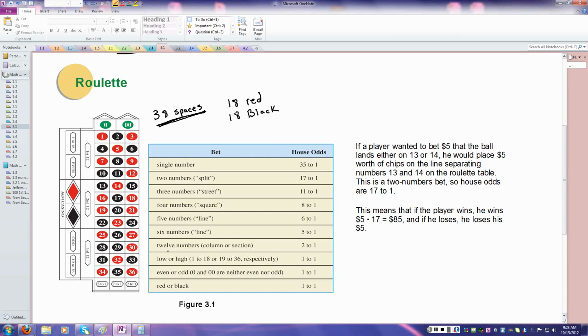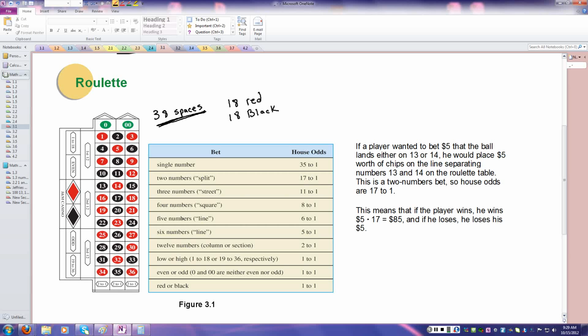2 to 1, 12 numbers, columns or sections. So this is a section. If you bet on one of these sections, then say you bet $50, if you win, you're going to get $100 because it pays 2 to 1. 6 number line, you can bet on any 6 numbers like 1 through 6 or 7 through 12, etc. That pays 5 to 1. So it'll pay 5 times as much as you bet.